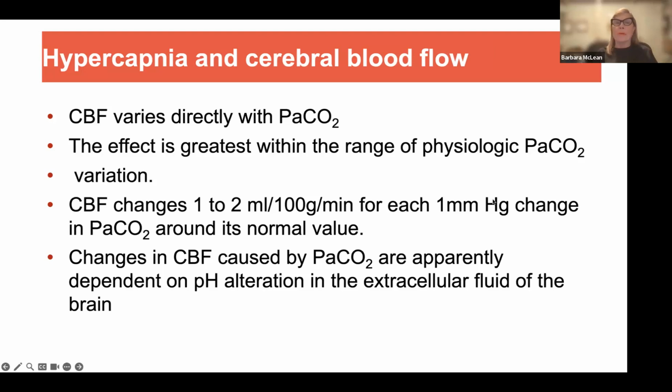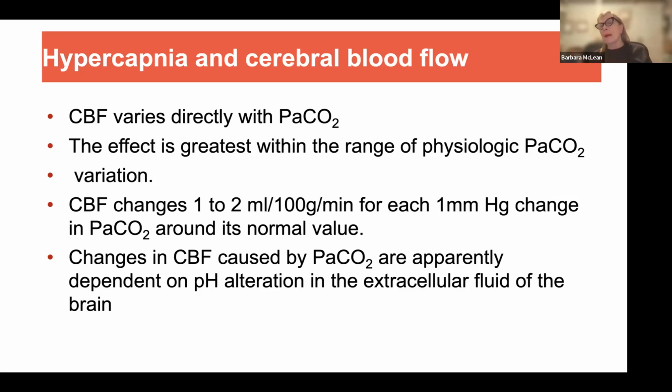For every millimeter mercury change in CO2, the blood flow changes 1 to 2 mils per 100 grams per minute. So what that means is as CO2 goes down, you decrease your blood flow. And as CO2 goes up, you increase your blood flow. So if your CO2 is up to 60 or 70, and that's acute, so it's not chronic, in which case you've actually compensated in multiple ways for that chronic CO2 retention. But if you've had an acute CO2 retention, that is so profoundly going to change your cerebral blood flow. So very, very important to remember that.